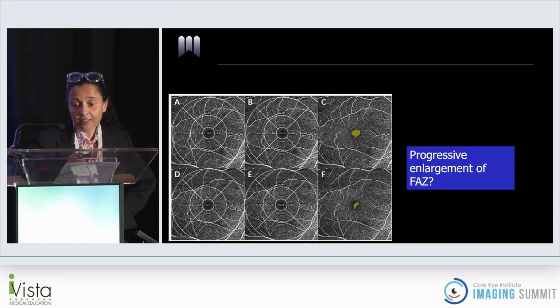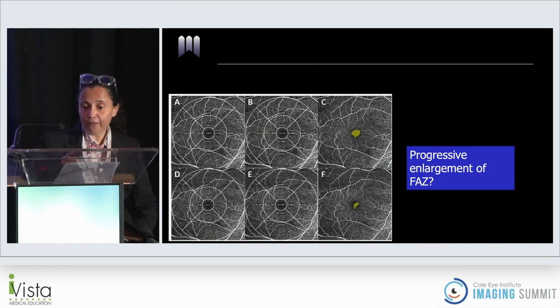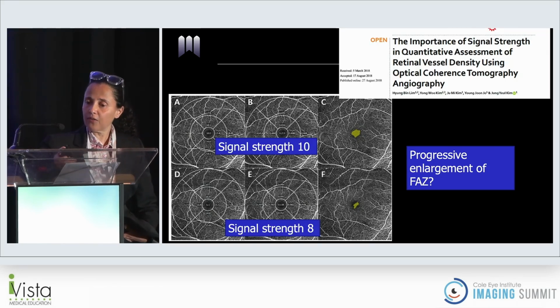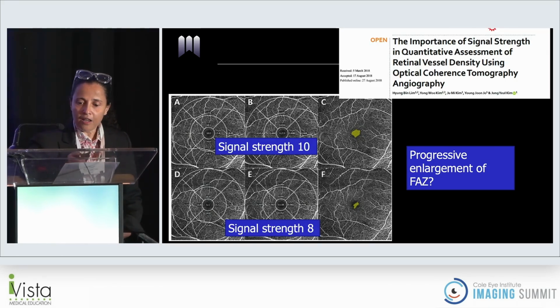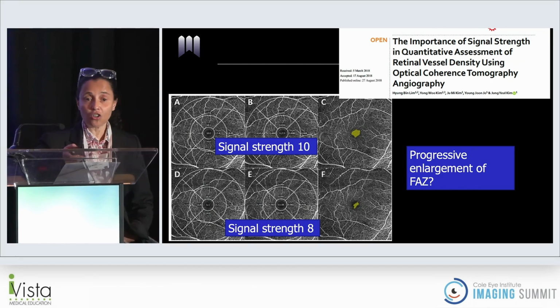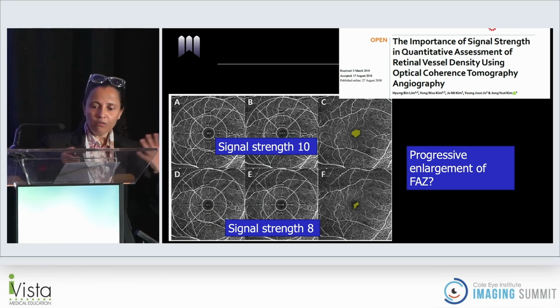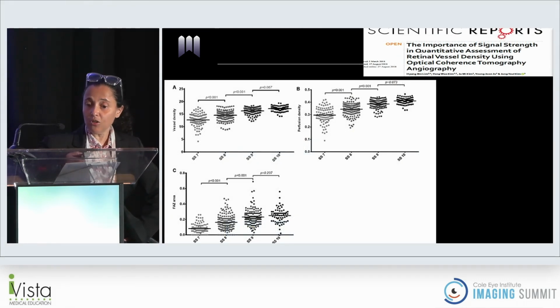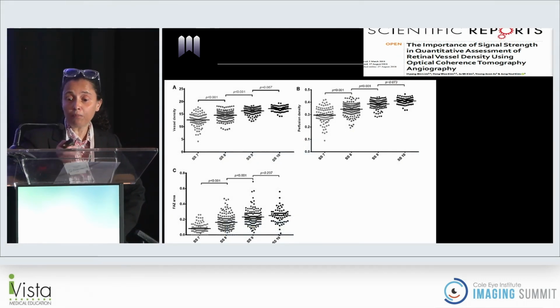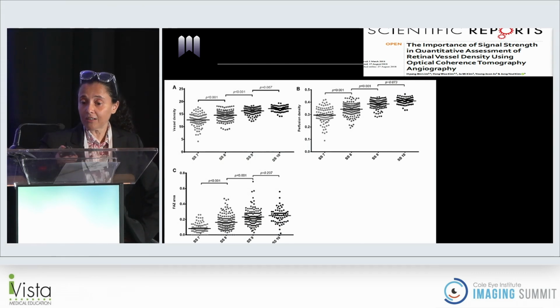So here's another example of a patient, again, separated by a few minutes, and looks like their FAZ is enlarging. This is a very beautiful paper from Korea. And basically, the higher signal strength scan has the bigger FAZ, because when you have lower signal strength, any dot is basically taken as real flow. Any noise becomes flow. So you can really change the size of the FAZ. You could even change the non-perfusion area by changing the signal strength.